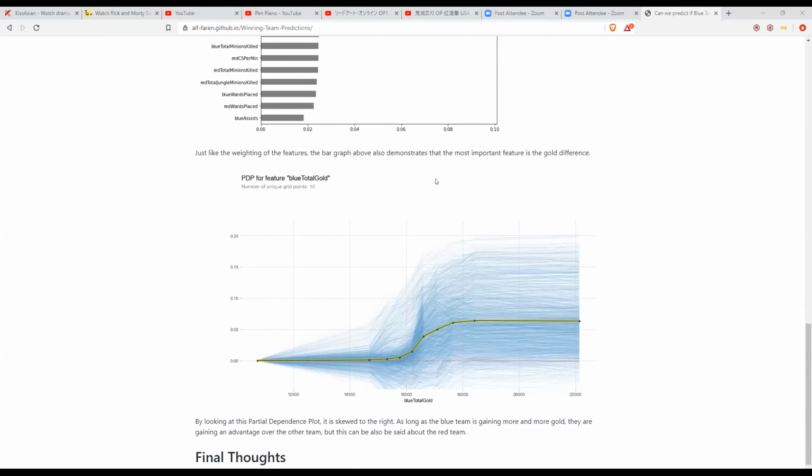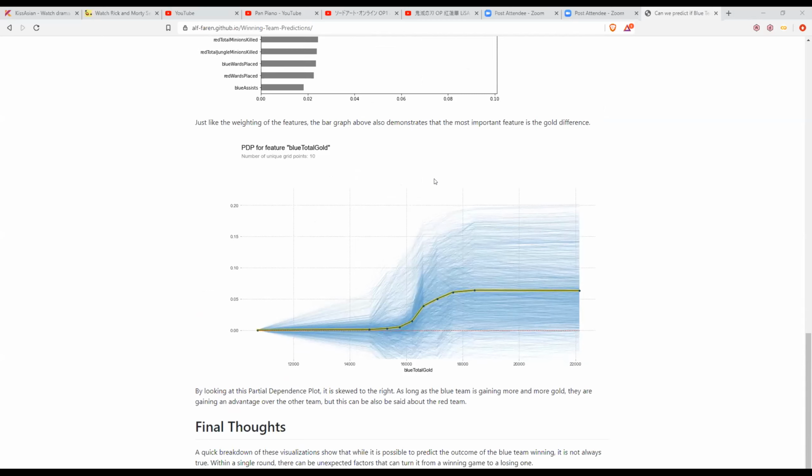And a quick look at the partial dependence plot. It's heavily skewed to the right. So as long as a team is gaining more and more gold, they're going to gain a bigger advantage over the other team. So a quick breakdown on these visualizations show that while it is possible to predict the outcome of blue team winning, it is not always true, because within a single round, there can be many other unexpected factors that could turn it from a winning to a losing game. All right, is that the conclusion?